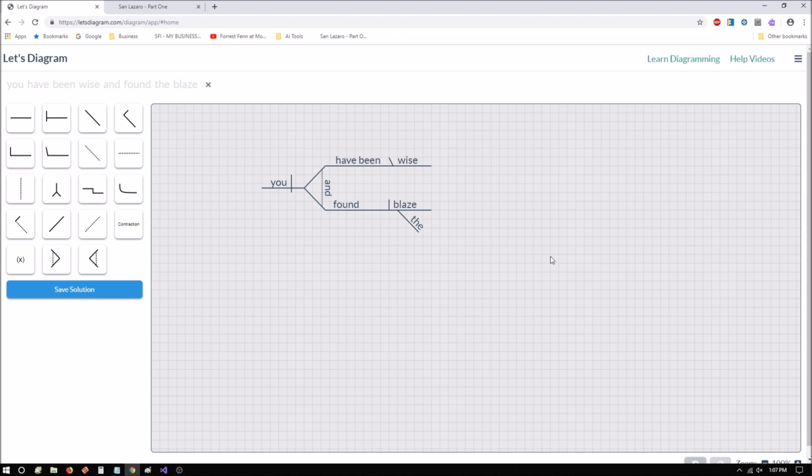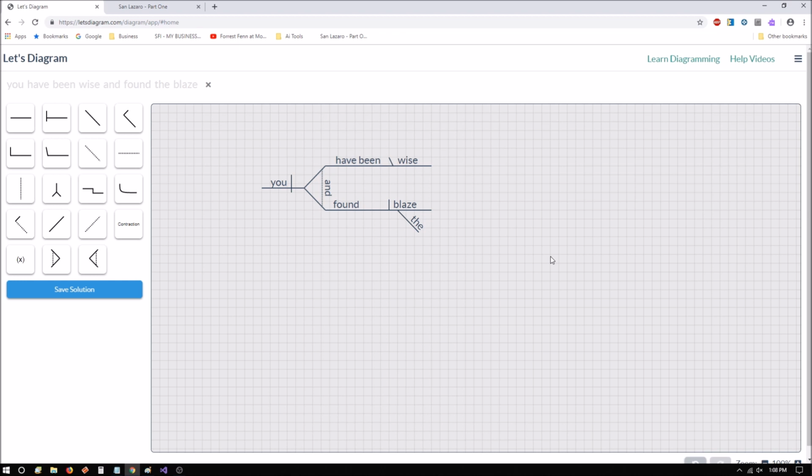The reason why that's confusing is you get hung up on the contraction, because it's hiding the word have. So if you break out the word have, you can more clearly see that have is an auxiliary verb for been. So "have been wise" is one phrase, and "found the blaze" is the other verb phrase.